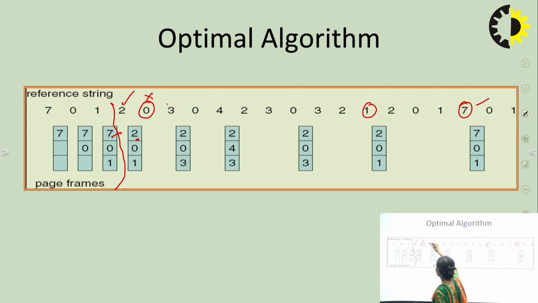With 3, again there is a page fault. I have to select among 2, 0 and 1. 0 is referred here, 2 here, 1 here. So the victim page is 1 in this case; replace 1 with 3. 0, no page fault. 4, again a page fault. We have to select the victim among 2, 0 and 3. 2 is referred here, 0 here, and 3 here. So the victim page is now 0, and we have replaced 0 with 4.